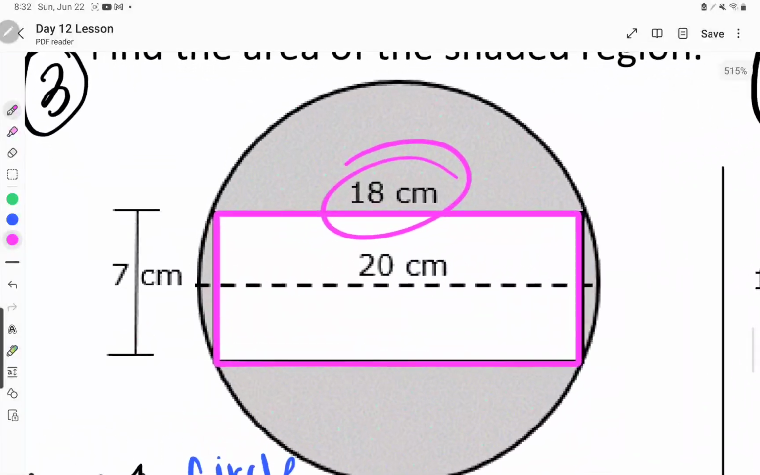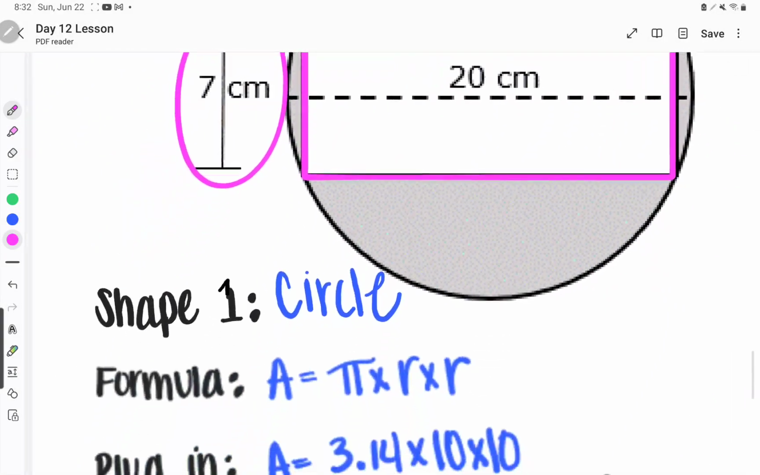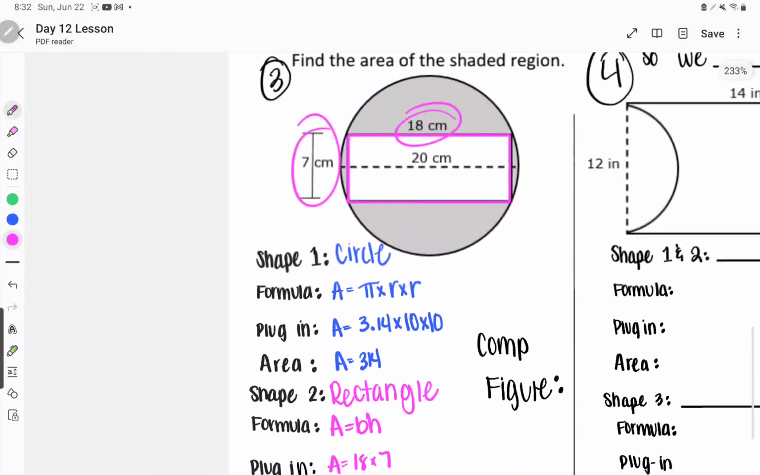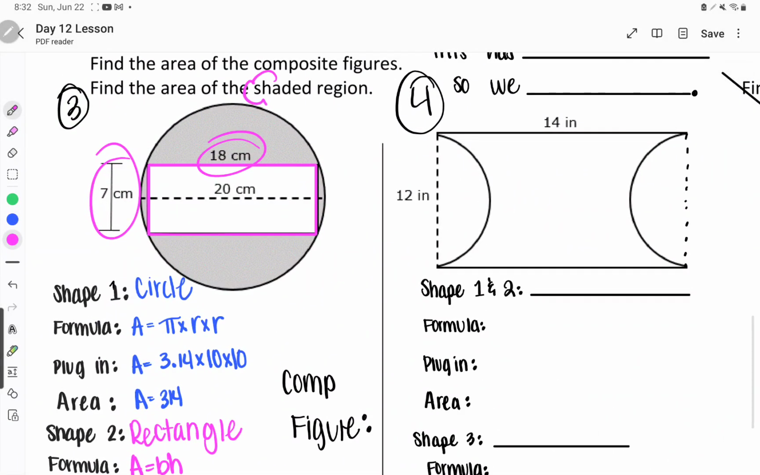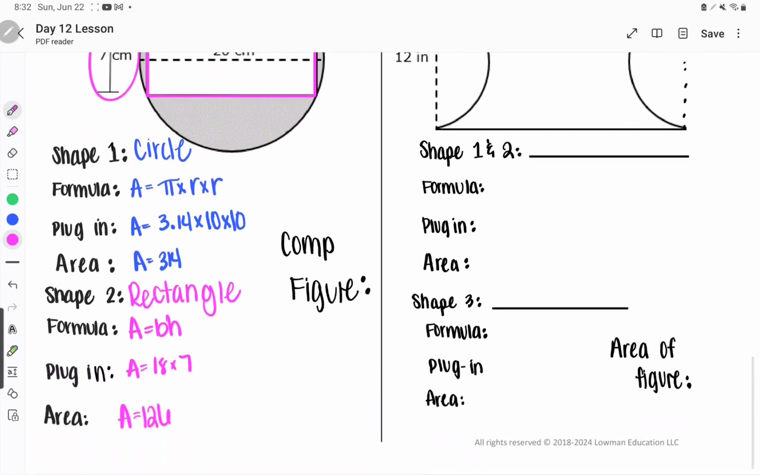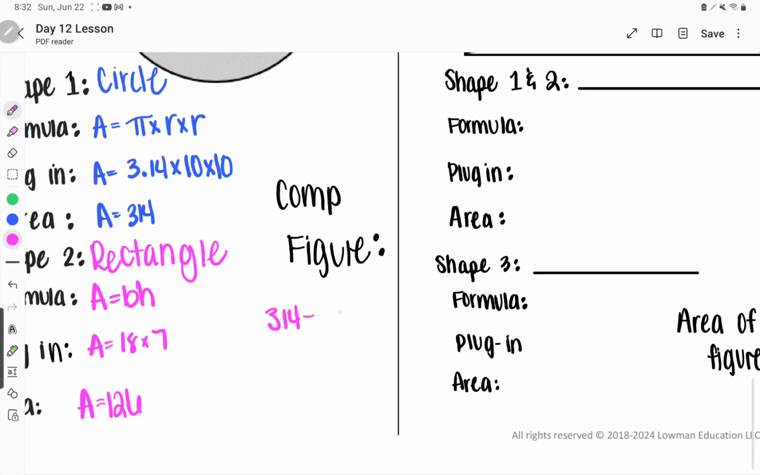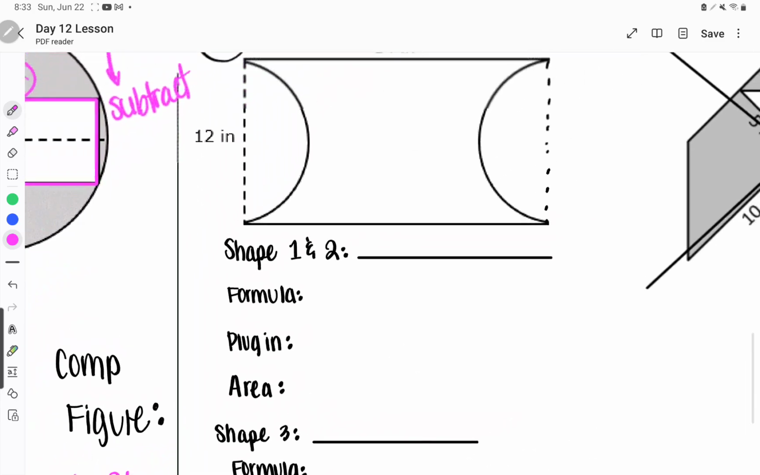And then what's the height of our rectangle? That would be the 7 that's right here. So we do 18 times 7. We find that we have an area of 126. Now, remember, we are finding the area of a shaded region. And if I'm finding the area of a shaded region, that means I subtract. So we would take 314 minus 126, and we would find 188 as our solution.